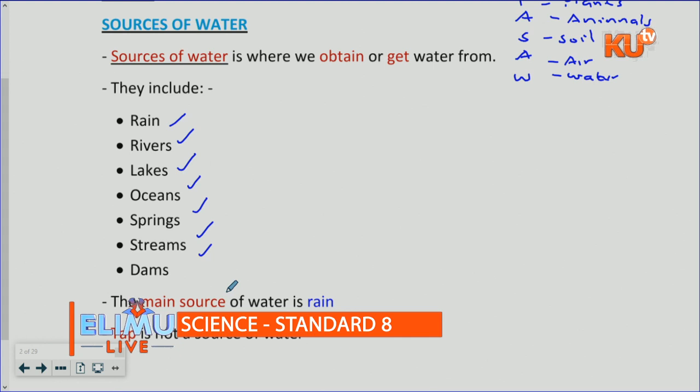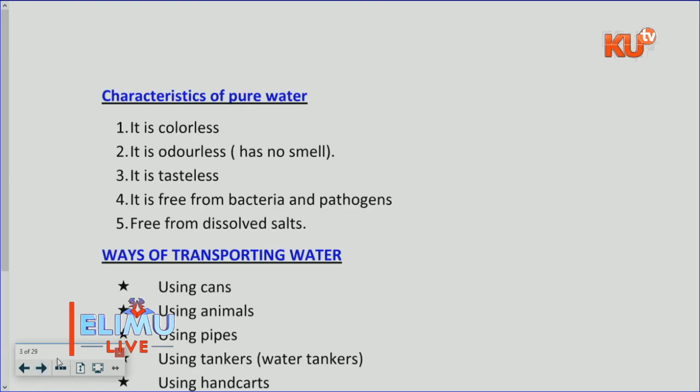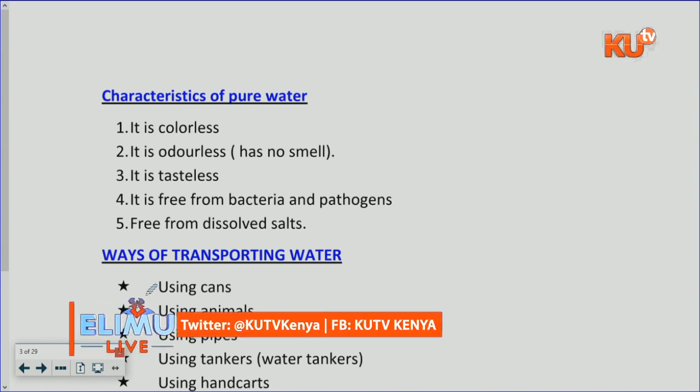Okay, tap. There's something called tap. Many examiners use it as a distractor. Tap is not a source of water. We cannot fetch water, we cannot store water in a tap, we cannot obtain it from there, because this tap is only used to do what? Water is pumped from rivers or dam or oceans or lakes, and then you just go there, you open the tap and close it after using it. So tap is not a source of water.